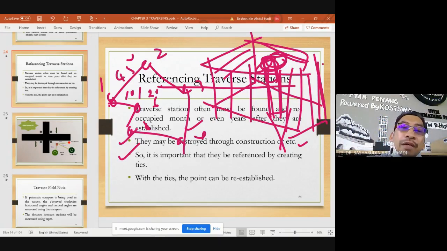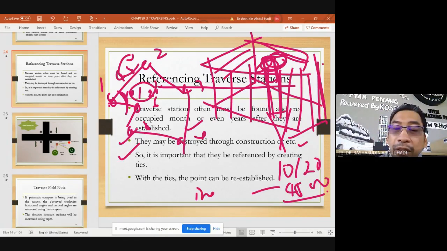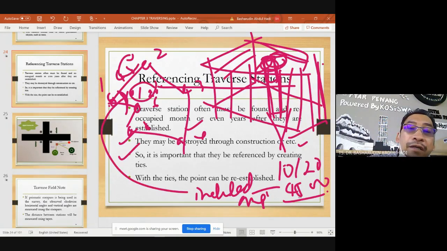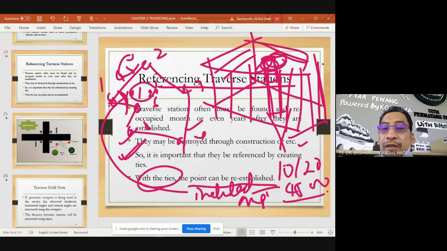So based on these two angles, you know that they include angle reading. So you minus 101 degrees 20 minutes minus 45 degrees 0 minutes, and when you subtract, you get what we call the included angle. The included angle is here. All right. So it's important that they be referenced back to the tie. Lastly, with the tie, the point can be re-established.